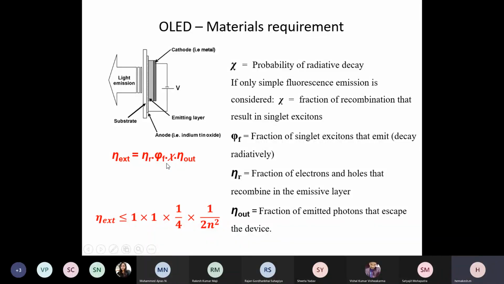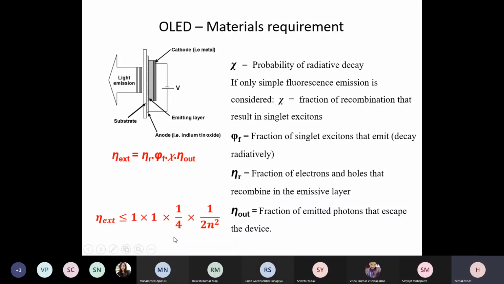The chi value, if we are limiting the discussion to the fluorescence phenomena, has the maximum value of 1/4, as long as we are limiting the discussion to fluorescence emission processes. If you have other phenomena that give rise to light, then this factor can go up. But the bare minimum: an LED which works on the fluorescence phenomena has to have the chi value close to 1/4.